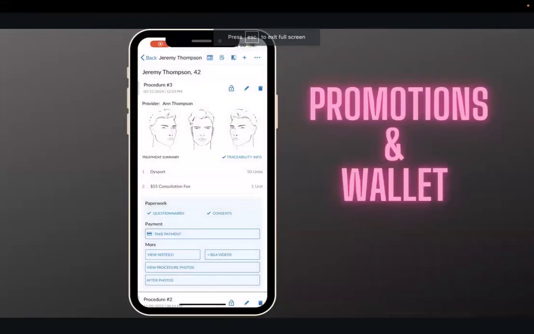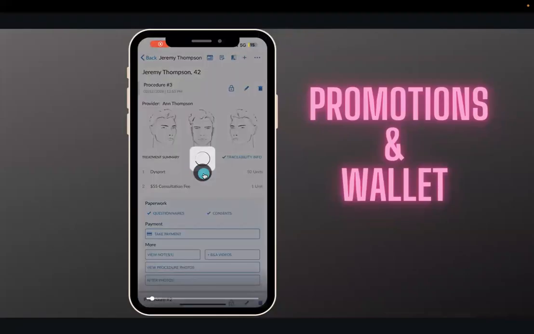All right, so now I'm going to talk about promotions. When we did our last homework last week, we added a Dysport. We added 50 units of Dysport, and we also did a consultation fee. This week, I'm going to show you how to add promotions. And this is going to be if we are having a sale or if the patient is a VIP member and you need to utilize wallet credits. This is really where you're going to learn how to do that.